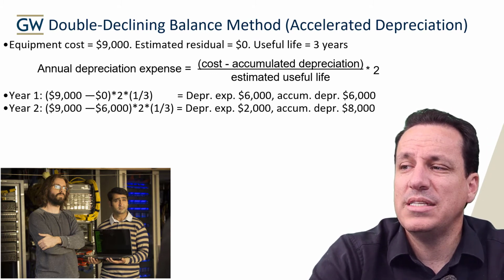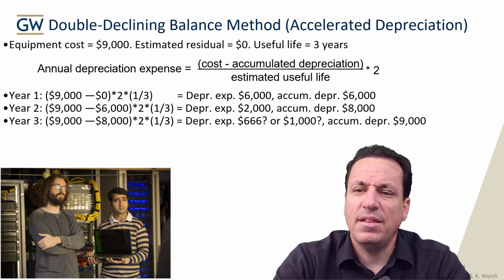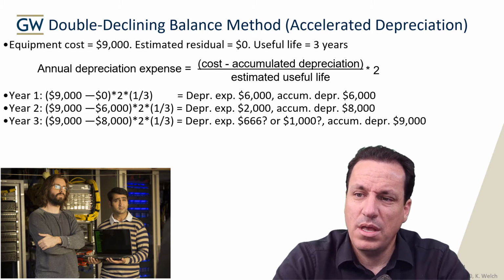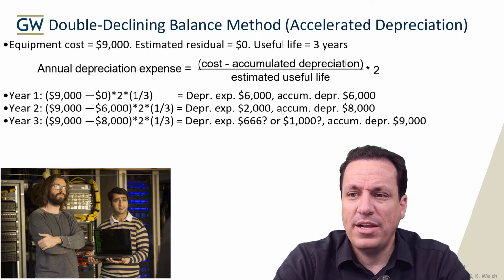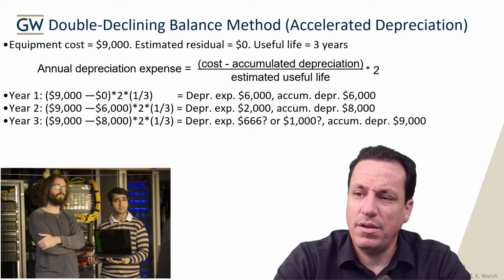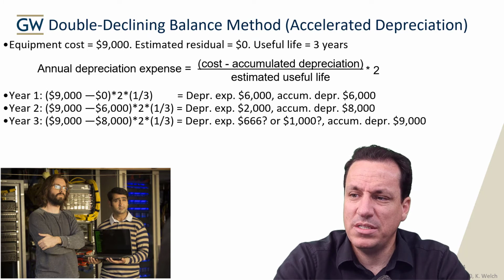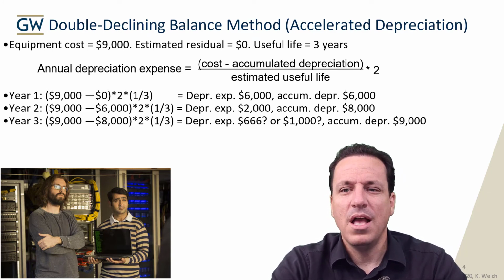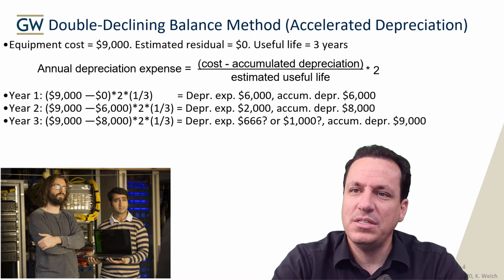Accumulated depreciation is 8,000. And then in the final year, year 3, we take 9,000, we minus 8,000, which will give us 1,000, because that's our accumulated depreciation up to that point. We take that, multiply it by 2, and then divide it by the number of years, 3. And our depreciation expense is 666? No. This is the final year, and this is what happens in double declining balance.